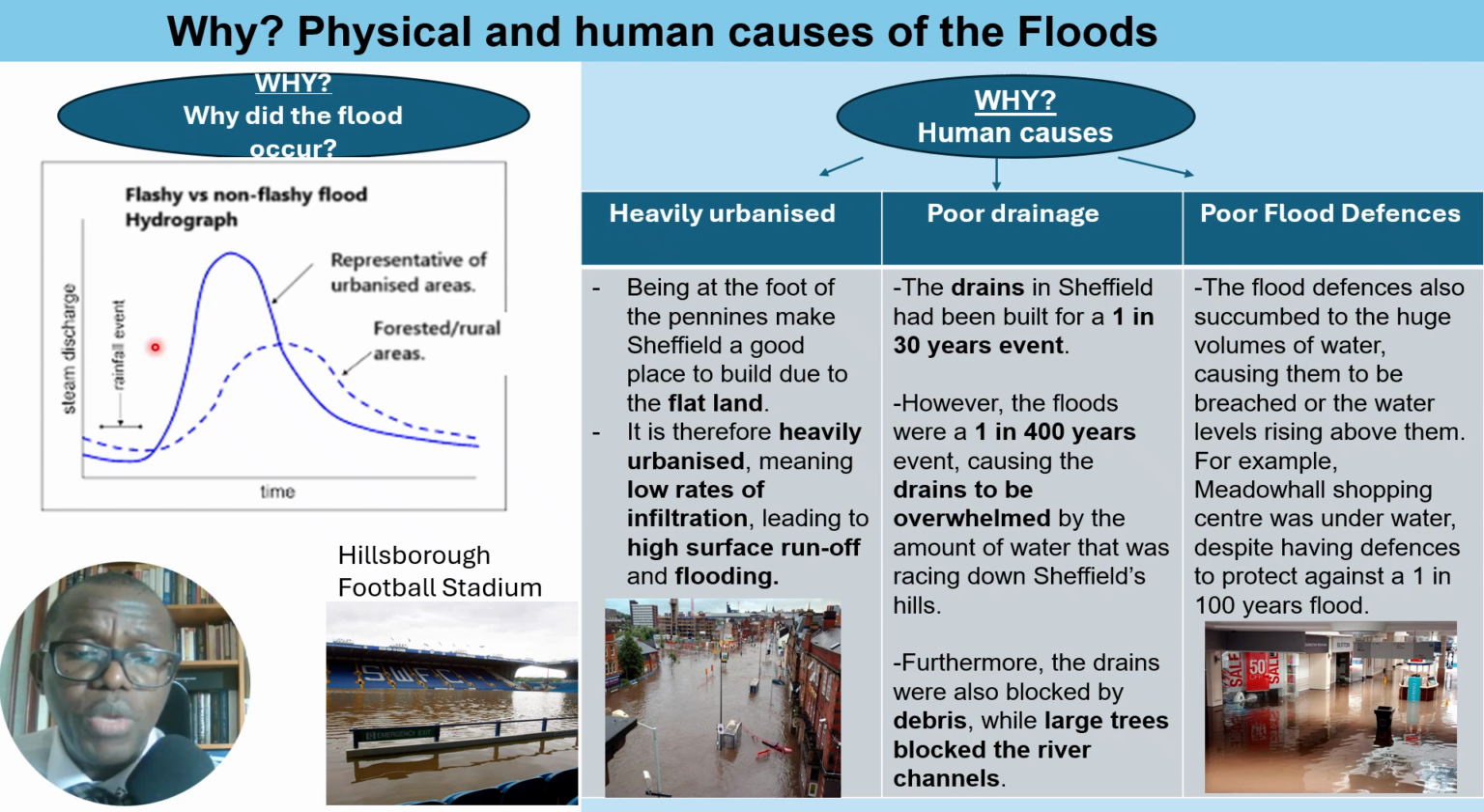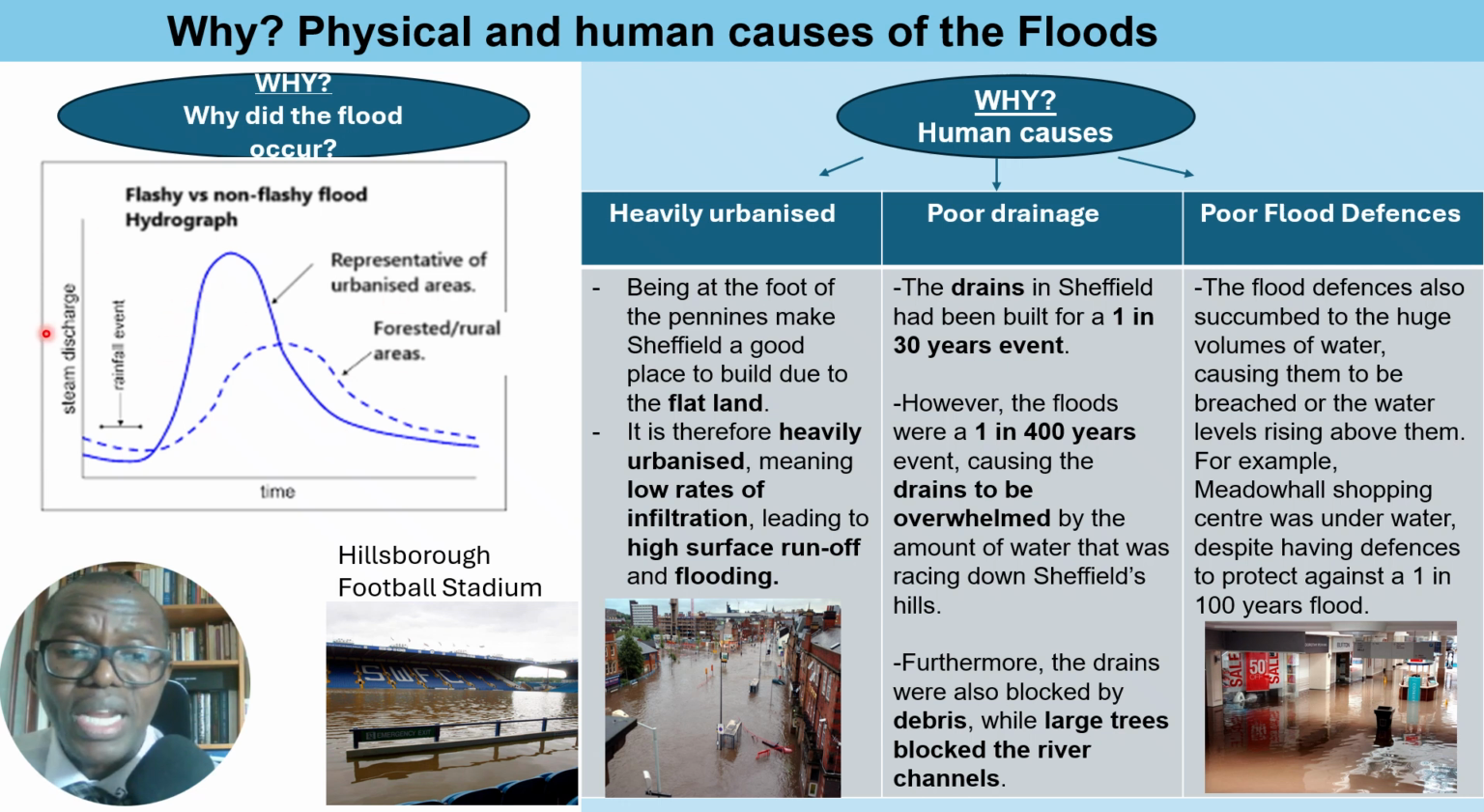So if it rises beyond that base level of the water flow, then the river will be in flood. And as you can see here, urbanized areas are more likely to flood as opposed to forested or rural areas, which are represented by the dashed line. You can see that the dashed line is a lot more gradual in terms of the water reaching the river, and then does not get to a high peak, and therefore that river is likely not to flood. But an urbanized area is likely to flood.